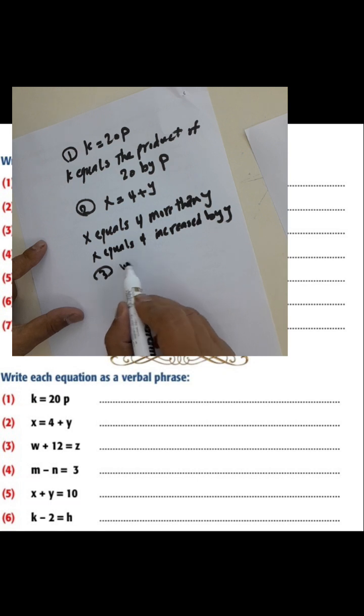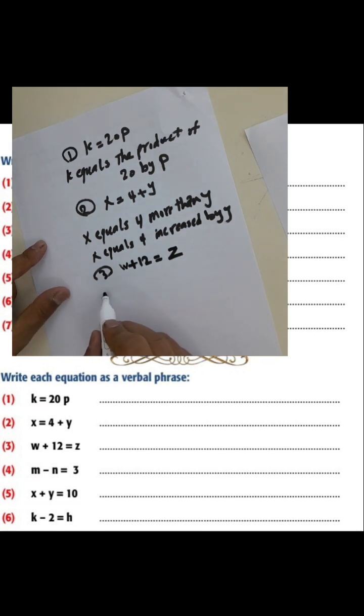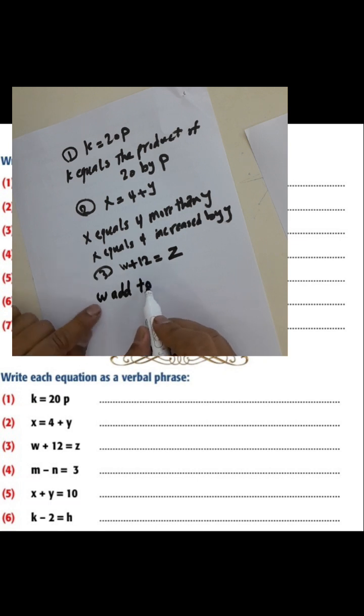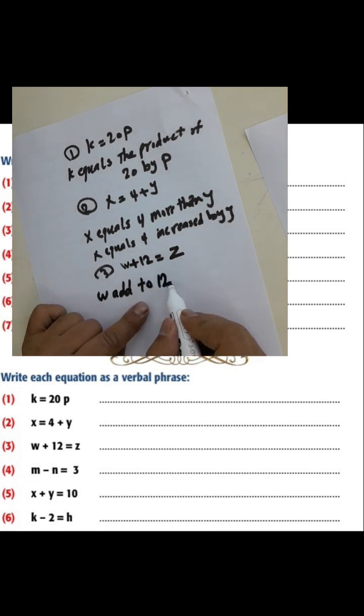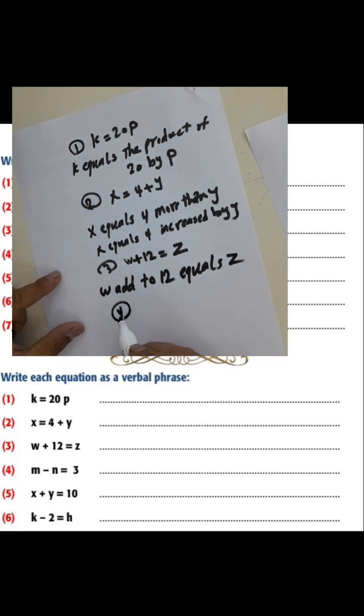Question number 3. w plus 12 equals z. w add 12 equals z.